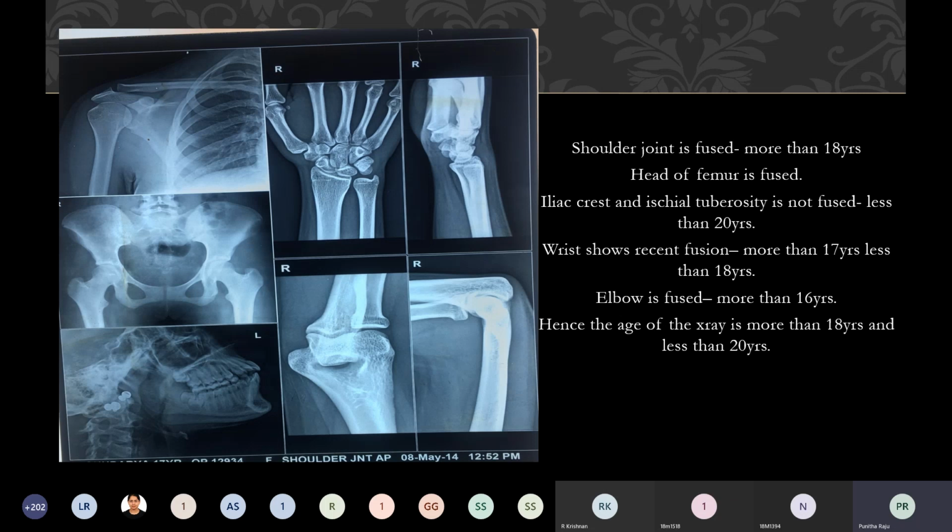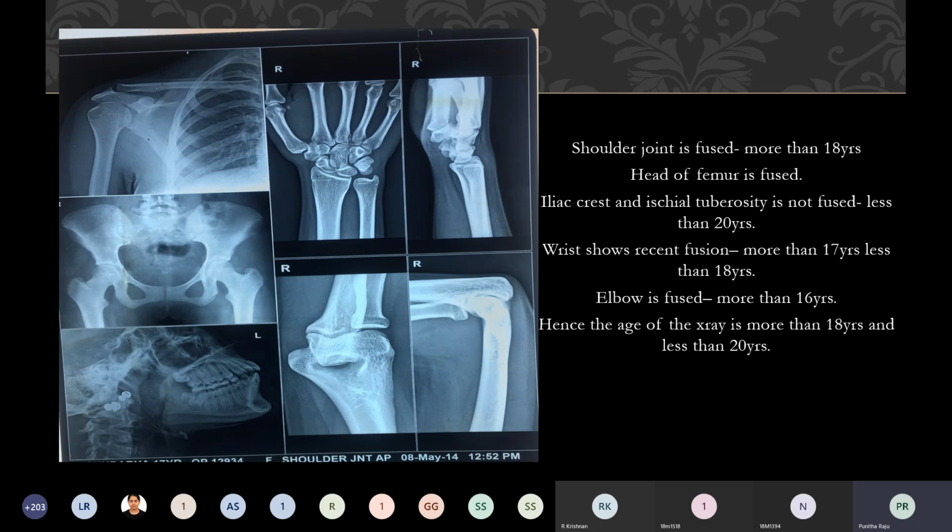And in this X-ray, you can also see the ischial tuberosity. There is some protuberance on the lateral side of the ischial tuberosity. That is called the appearance of the ischial tuberosity. Both the iliac crest and the ischial tuberosity have appeared, but they are not fused with the bone. So that is the reason it is less than 20 years. Since it is not fused, I am fixing it to be less than 20.